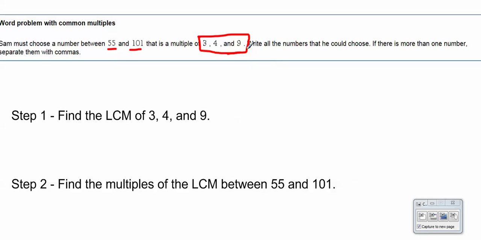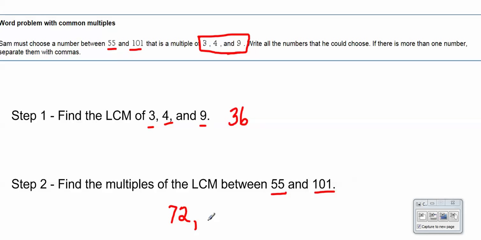This is when you really can see how those divisibility rules help you in problems. So 36 is the least common multiple of 3, 4, and 9. So now I have to find the multiples of 36 that lie between 55 and 101. So 36 times 2 equals 72. That one lies between 55 and 101. 36 itself does not.